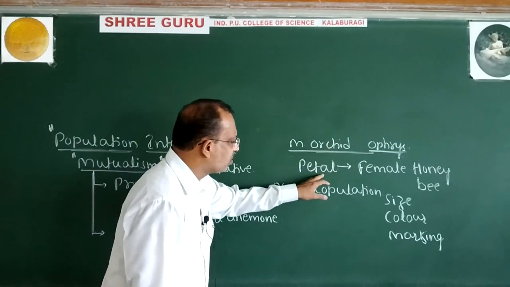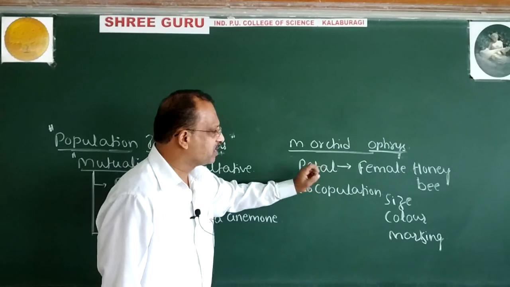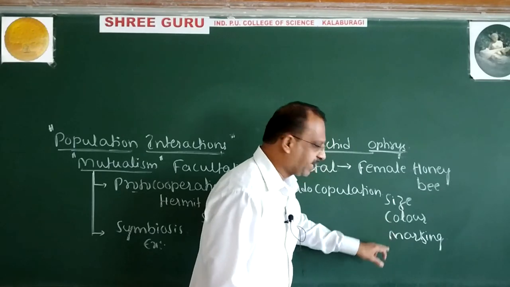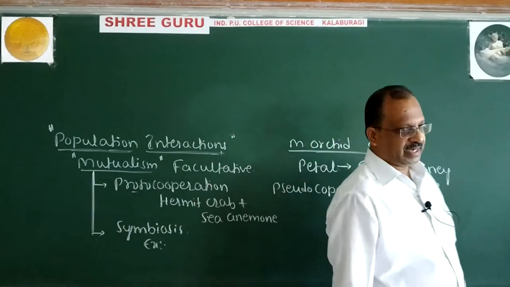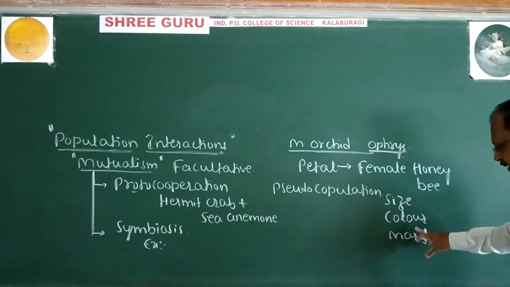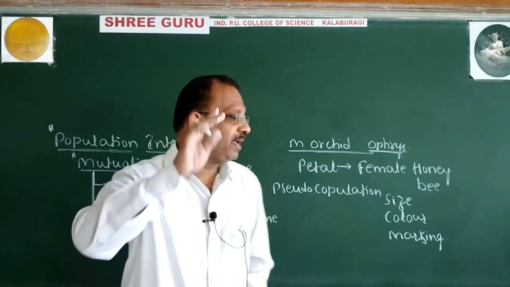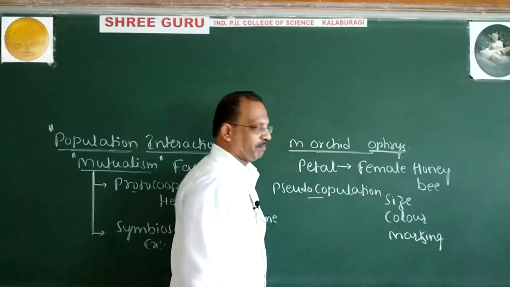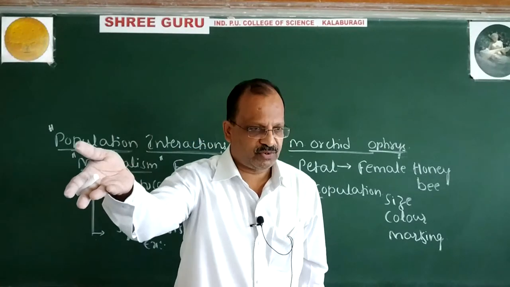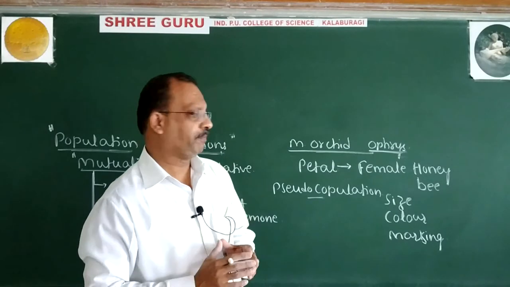Very interesting matter, where one petal, you know already, members of the corolla are called petals, is modified into a female honey bee like in size, color and marking. Male honeybees get attracted, perceiving it as a female, and will go for pseudo copulation. During pseudo copulation, pollen grains are shed. But it will move to another flower of the orchid. No doubt, it will bring cross pollination.